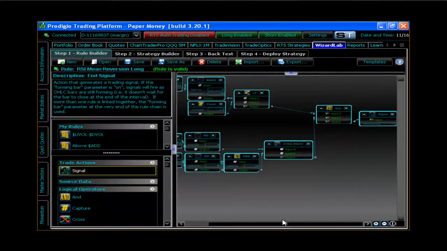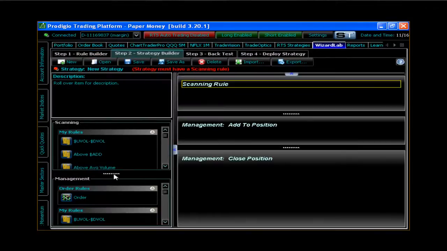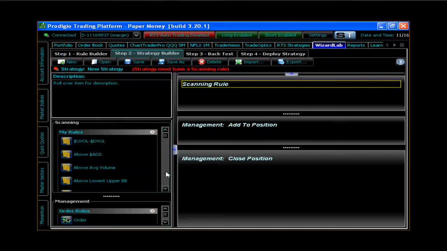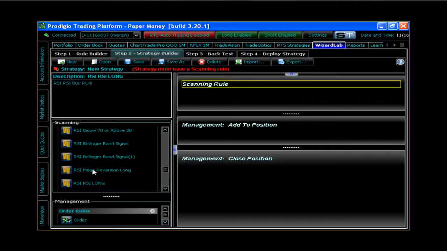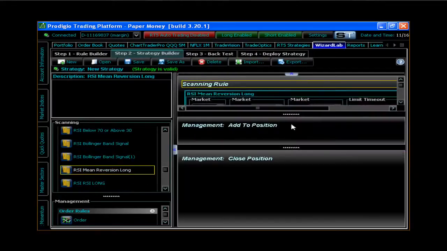And in order to deploy this into Trade Optics, I'm going to go to step 2, my strategy builder. Right, I'm going to go down into RSI. Let's see here. RSI mean reversion long.